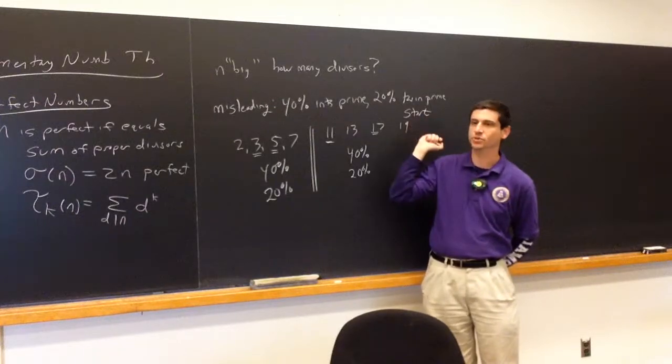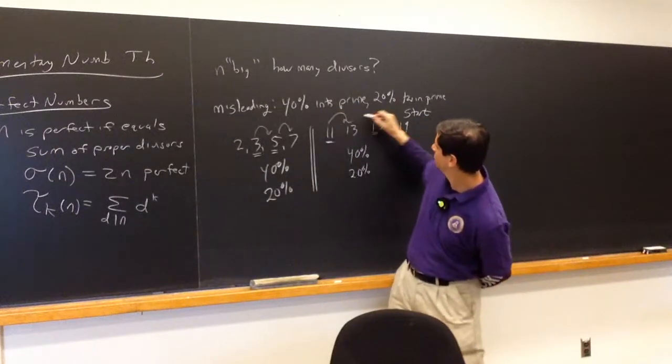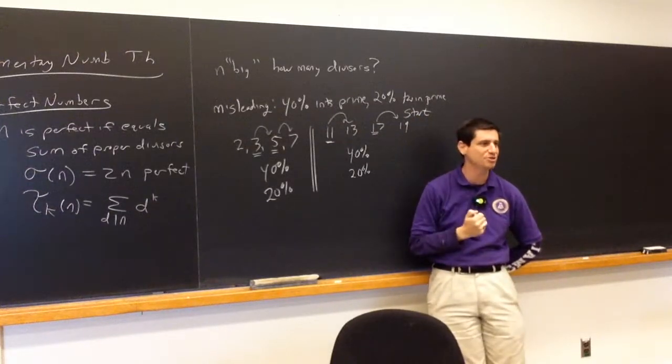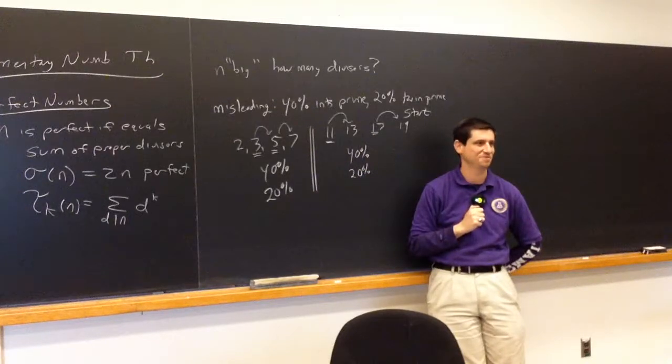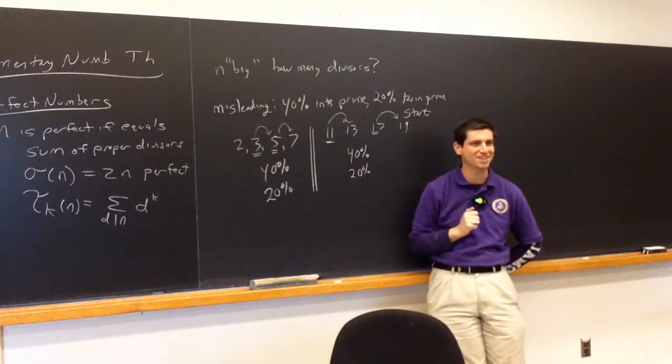No, I'm saying start a twin prime pair. So 3 starts one with 5, and 5 starts one with 7, 11 with 13. So 40% of all integers are prime, and 20% of all integers start a twin prime pair. And we even doubled the range of computation. Okay? No one should be convinced by an argument like this.